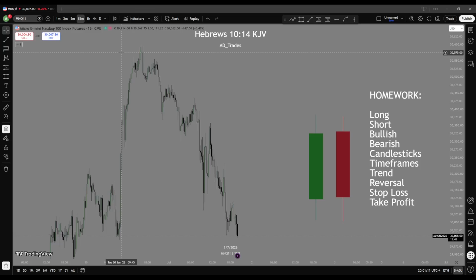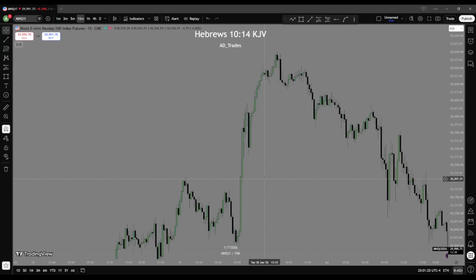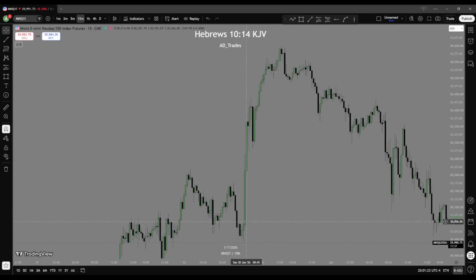And then long is very simple. You just buy it and sell it at a higher price, right? Now, what does bullish and bearish mean? Bullish just means it's going to go up. Bearish is just down. So let's say that I think we're going to go up. I don't say, oh, I think price is going to go higher. I will say, oh, I think price is going to be bullish.